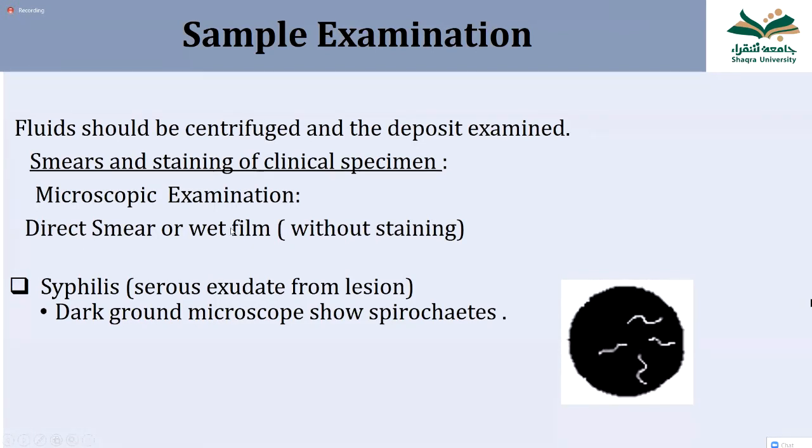This dark smear or wet film, the dark field, is specially used for spirochetes because they are very thin. They cannot be seen in the gram stain. So if this photograph comes and you are asked what the staining technique is, then there is no staining. It is a direct microscopic technique, which is dark field microscopy. This microscopic examination is for direct smear in dark field microscope for spirochetes.